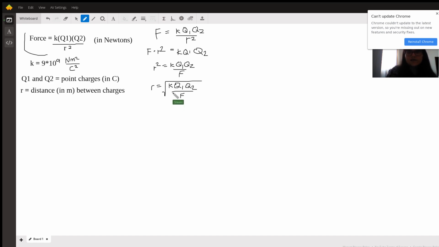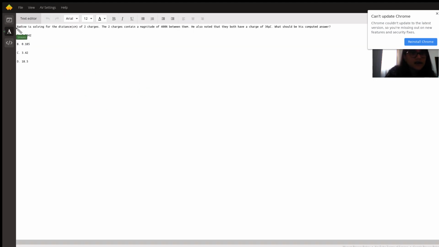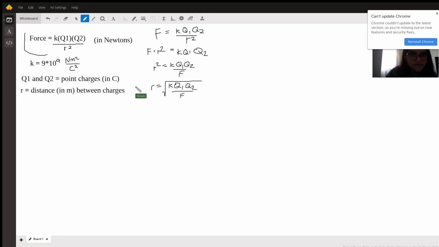So we can use this expression that we got for R to calculate the distance between the charges, since the question already gave us the magnitude of the force and the two charges, and we already have K, the constant. Now, it's very important to pay attention to units when you're solving such problems. So the force is measured in newtons. Q1 and Q2 have to be in coulombs. Notice that this question gives us the charges in microcoulombs, so we need to convert that to coulombs.